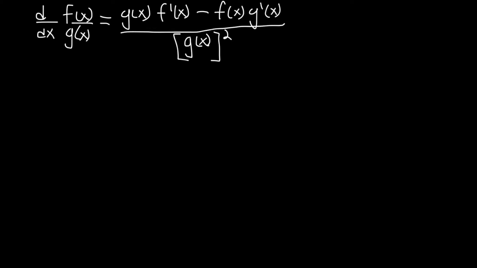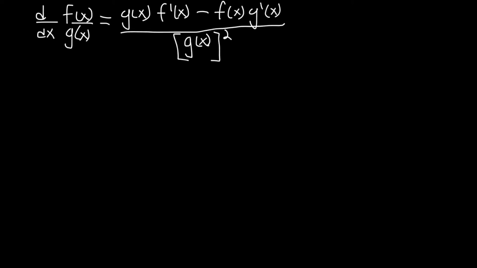Hello. In this video, we're going to prove the quotient rule. So the quotient rule states that the derivative of f of x over g of x is equal to g of x times the derivative of f of x minus f of x times the derivative of g of x all over g of x squared.